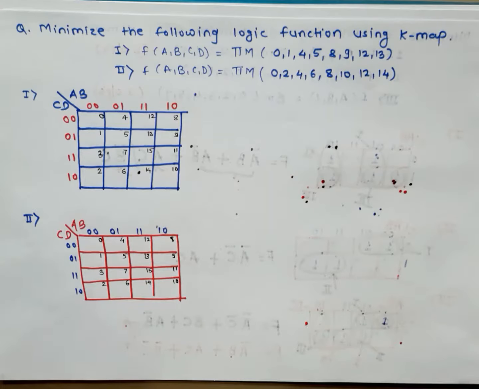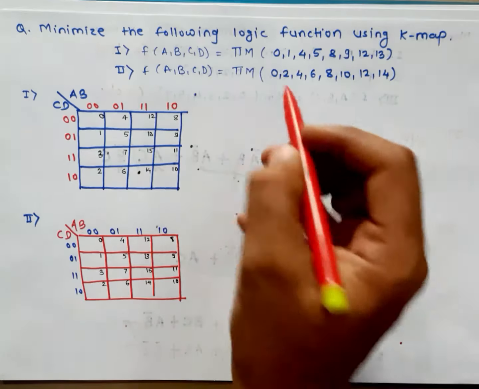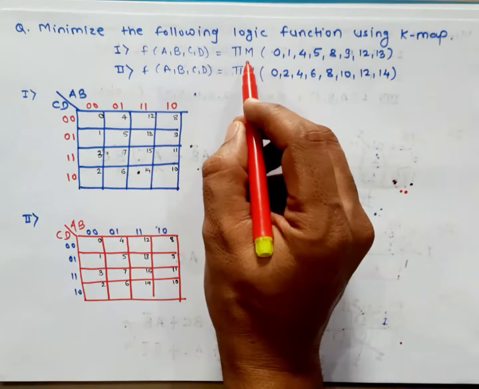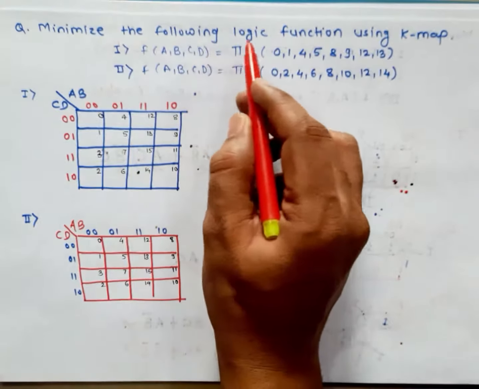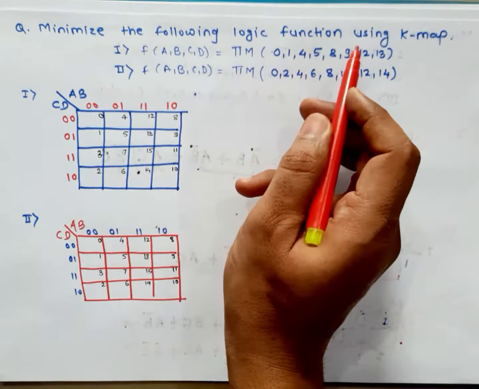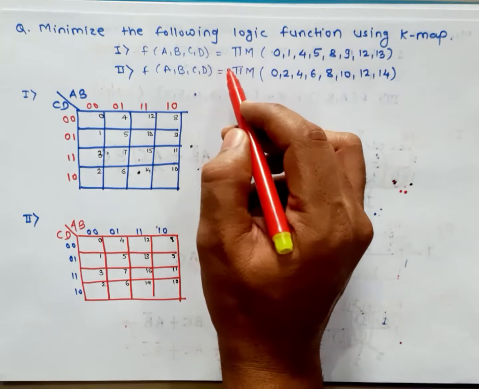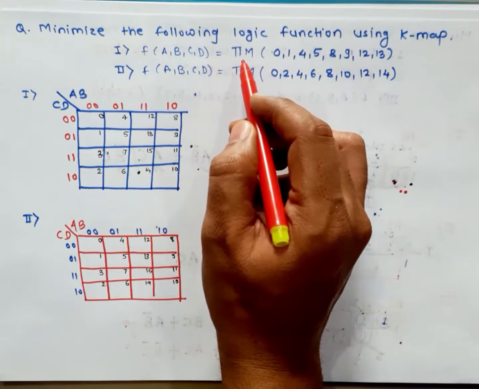In previous examples, we saw the 3 variable K map and 4 variable K map. In this lecture, some examples of 4 variable K map. Now minimize the following logic function using K map. Now two functions are given.